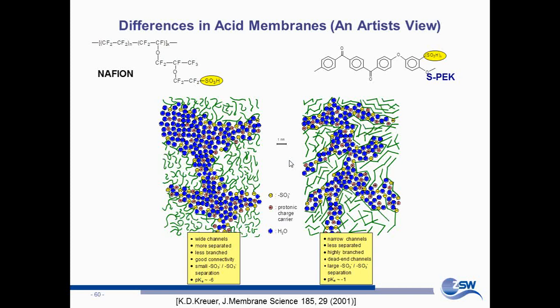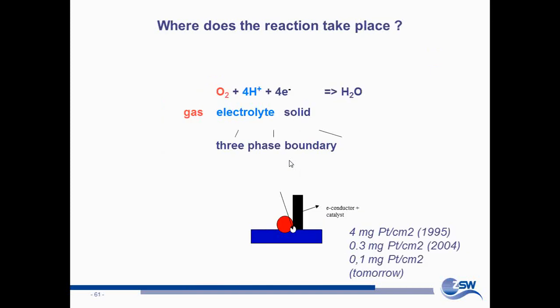And what you can see is that in the Nafion type polymer membranes, you've got wide channels, you've got interlinked channels, and you've got almost no dead end channels, while you have, let's say, smaller channels, also interlinked, but quite a bit of dead end channels in the hydrocarbon membranes. And this makes a fundamental difference in the way hydrogen and oxygen are diffusing through those membranes. So these hydrocarbon membranes are a lot more blocking to the reactants than the perfluorinated sulfonic acid membranes.